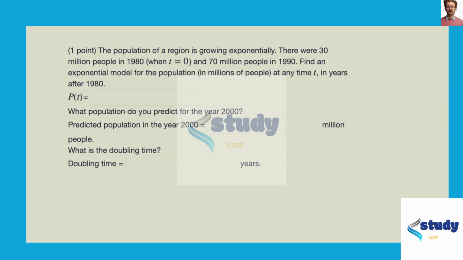The population of a region is growing exponentially. If there were 30 million people in 1980 and 70 million in 1990, we can find an exponential model for the population.